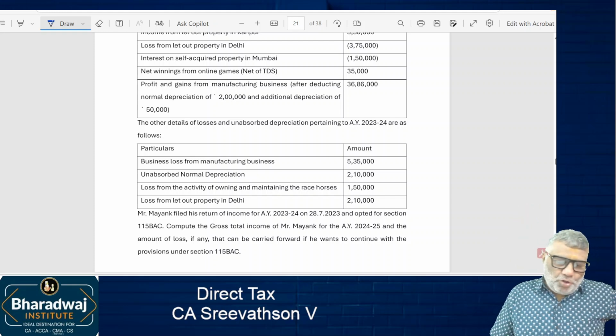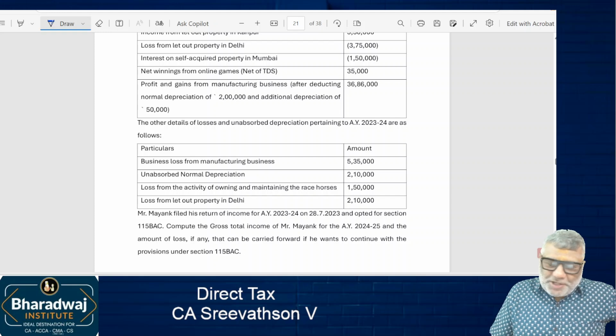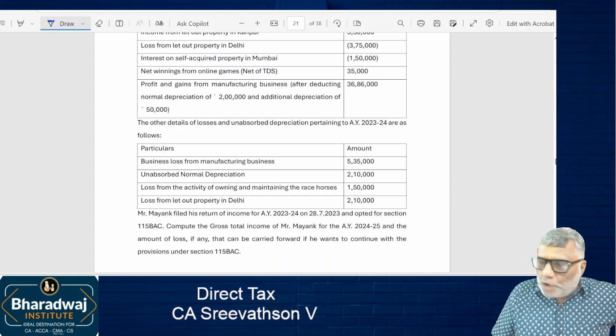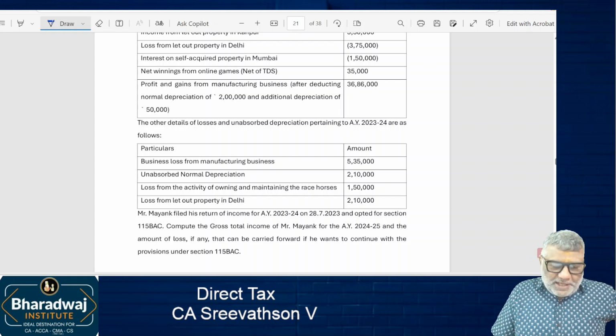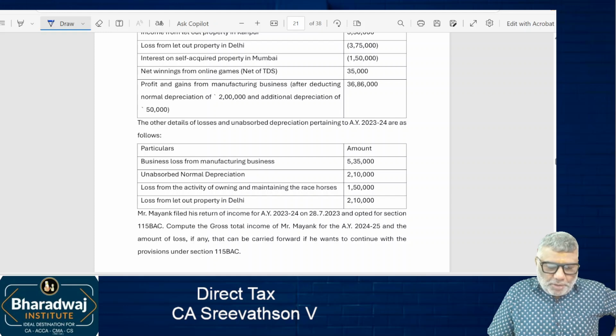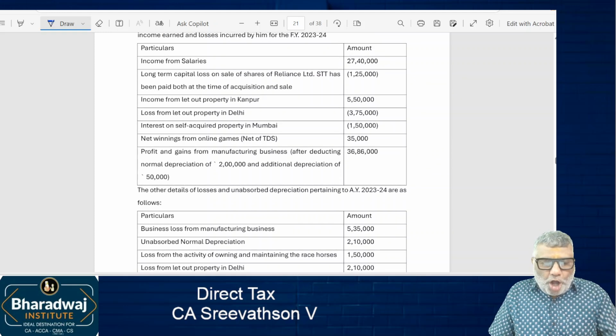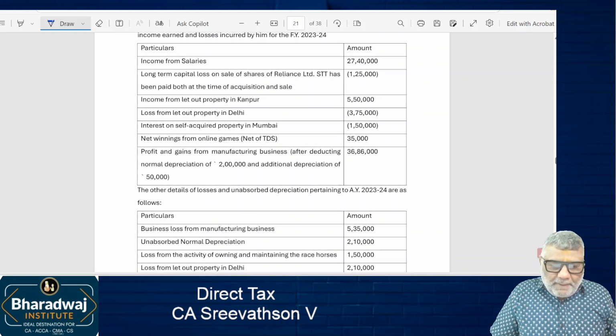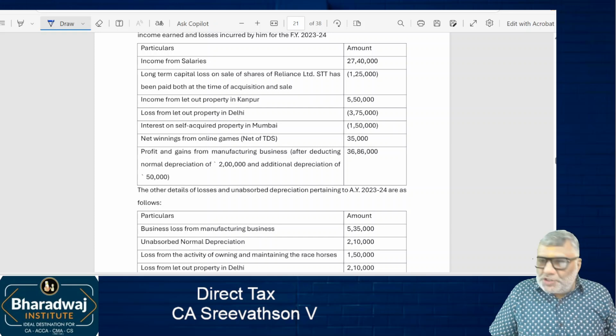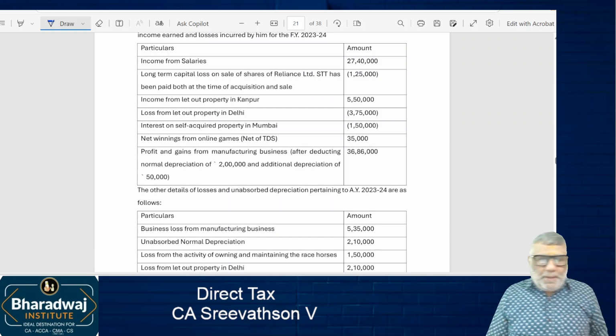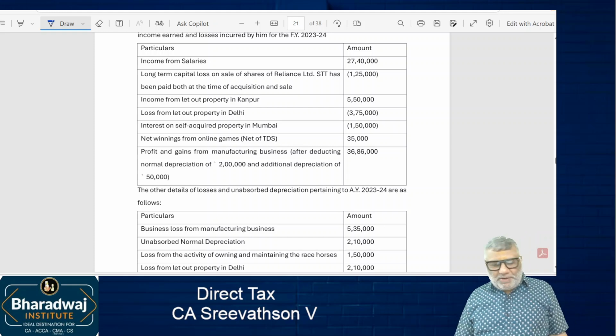Okay, read through the question. So that additional depreciation is not going to be allowed. Fortunately, unabsorbed depreciation is only going to be normal depreciation. Loss from self-occupied property, interest on self-occupied property, is not going to be allowed. These are all the things to be remembered. Please read it. We will start working.